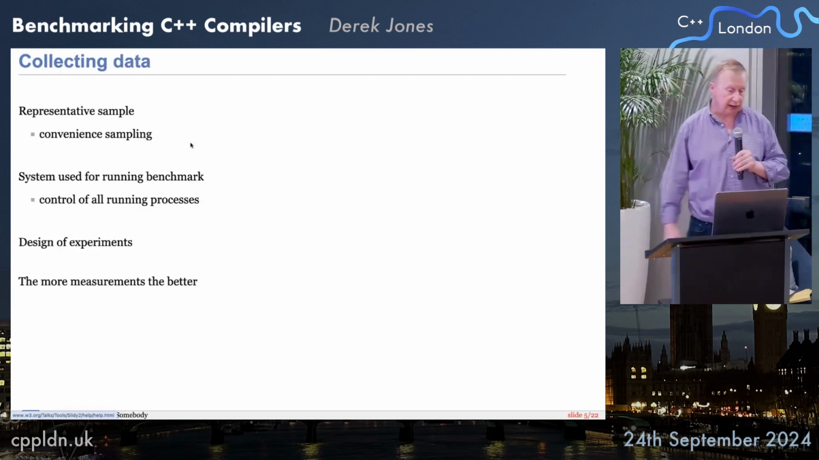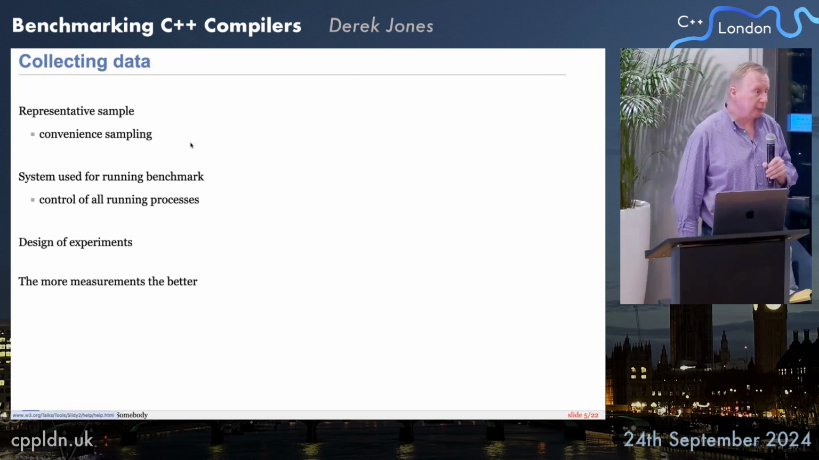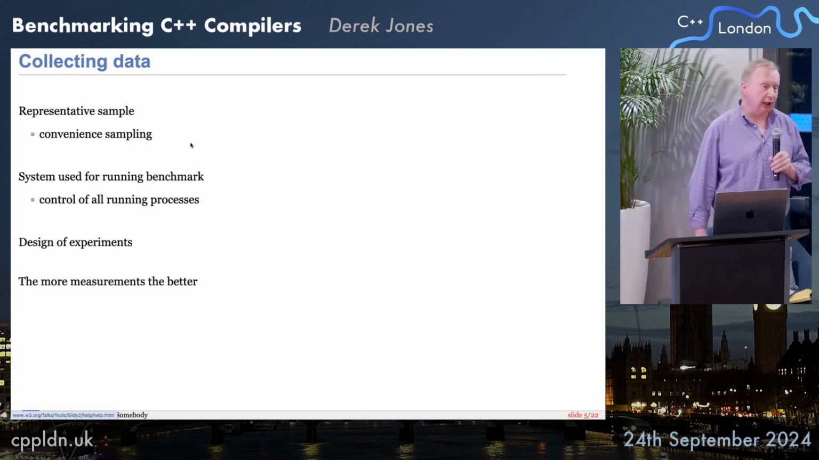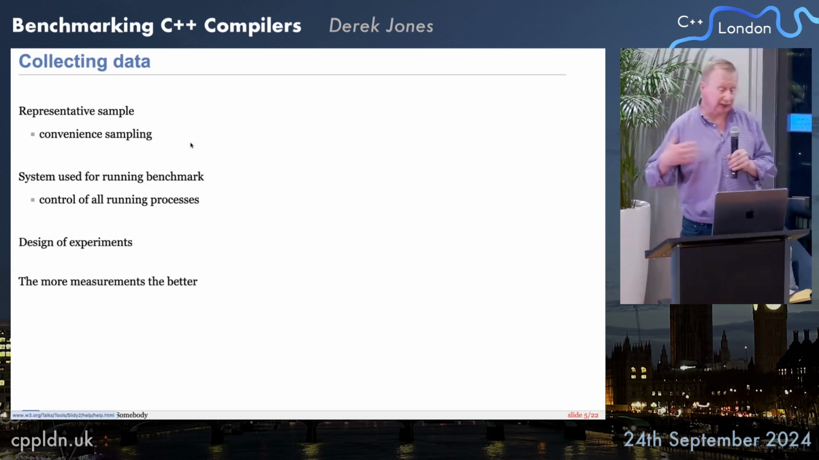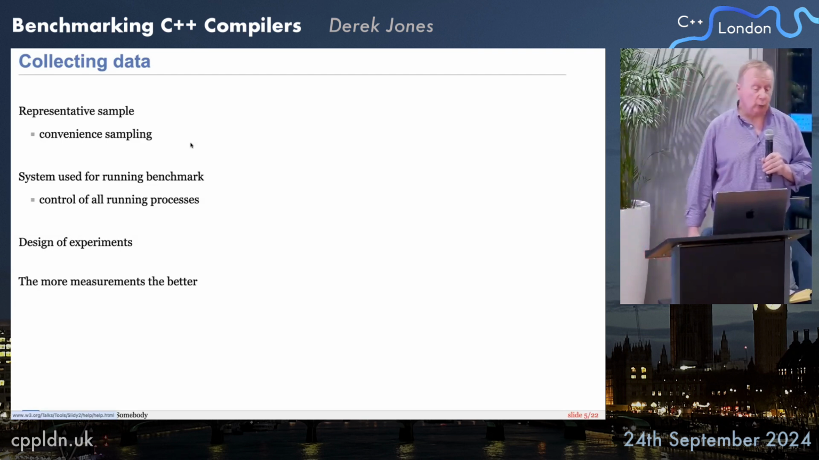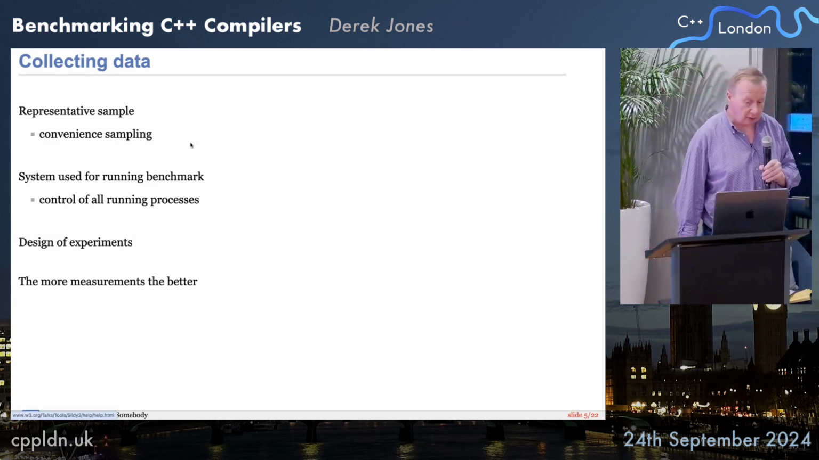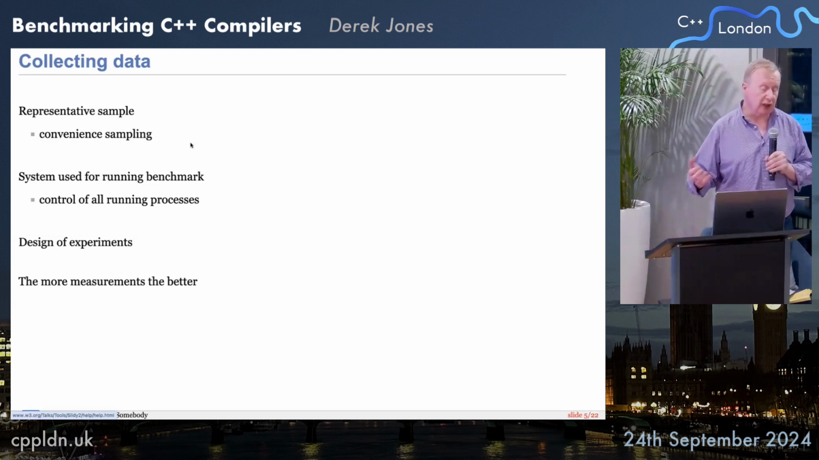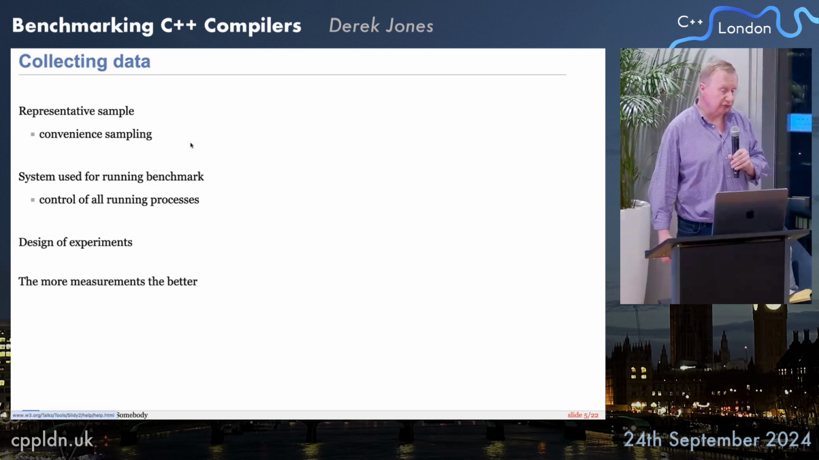So collecting data, how do you do that? Ideally, it's a representative sample. Typically, people find what data is easy to get hold of, which is convenient sampling. What data is convenient? And what systems do you have to run the benchmark on? Really, you want to control everything that's on the system so it doesn't interfere with your measurements.